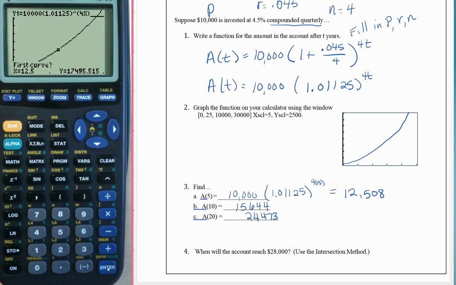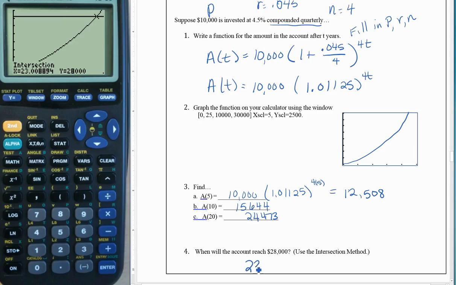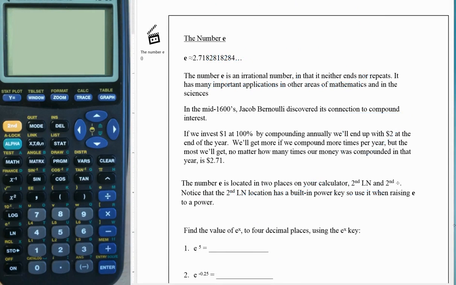And it's going to ask you, are you on the first curve? Say yes, hit enter. Second curve, hit enter. It's going to ask for a guess, but you can just hit enter again. It's thinking, okay. And here, if we round to the nearest year, we'd see that in about 23 years, it reaches $28,000.